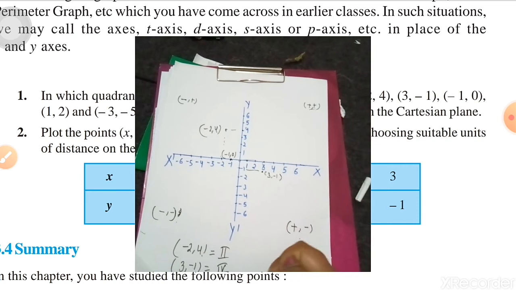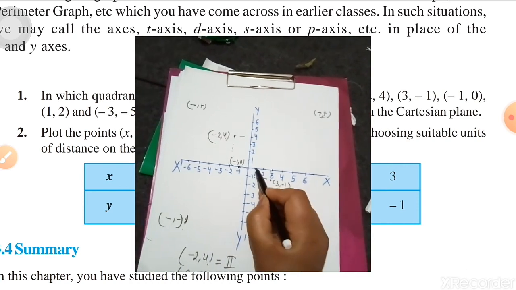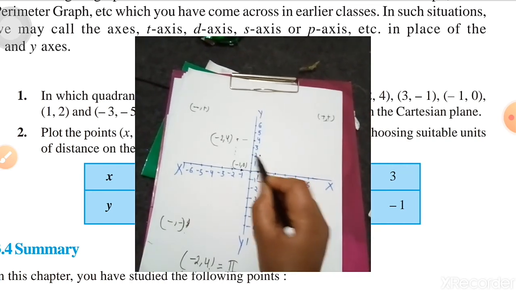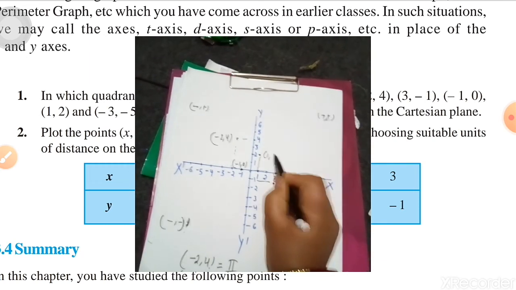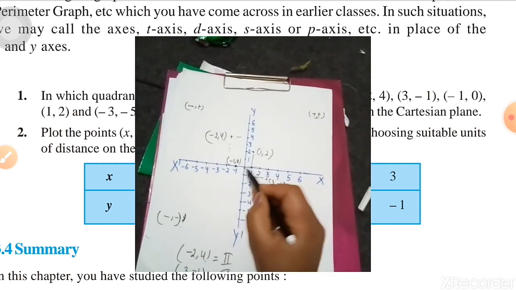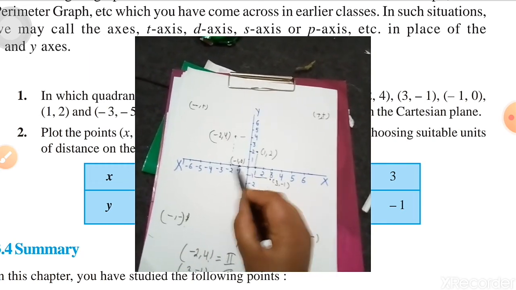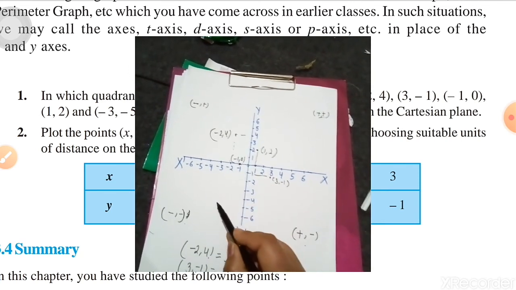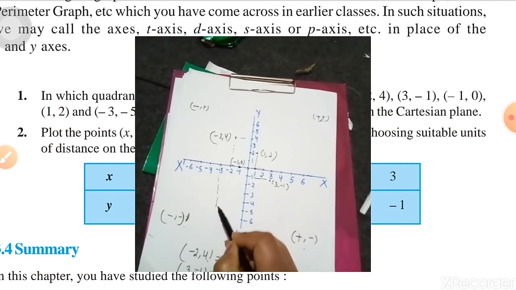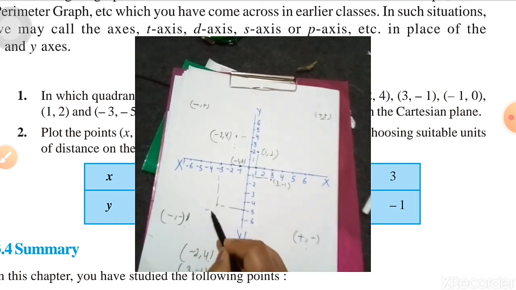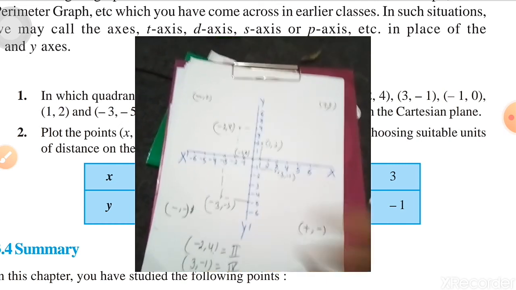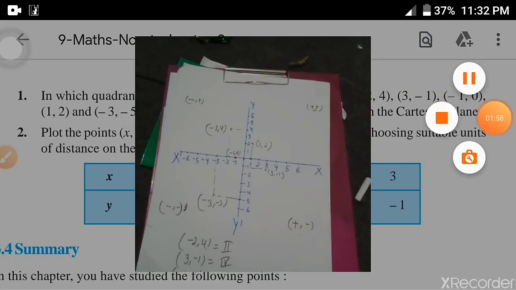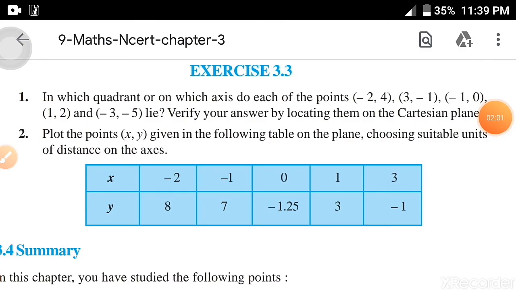The next point is 1 comma 2. First you will move 1 here, then you will move 2 in the y-axis, so this is the point known as 1 comma 2. The last one is -3 comma -5. -3 means in the x direction you will move -3, then in the y direction you will move -5. So you will move here, -3 and -5, so this point is -3 comma -5. Now move to the next question. Now see the next part.